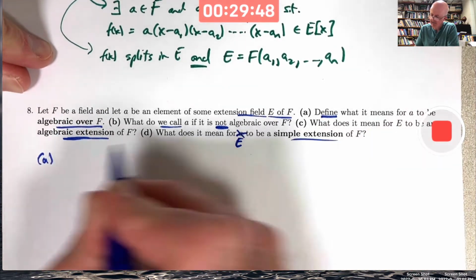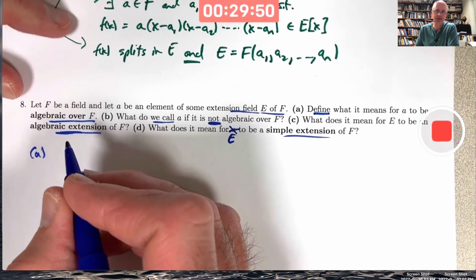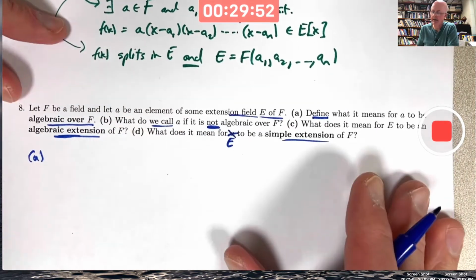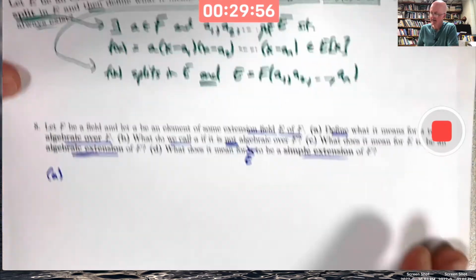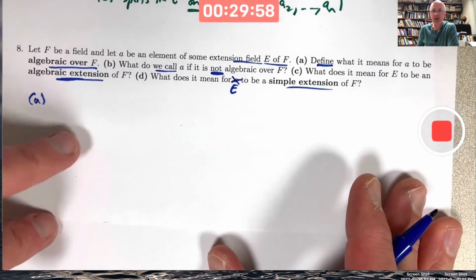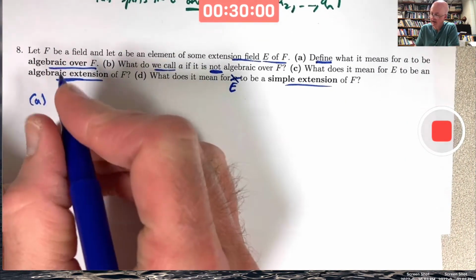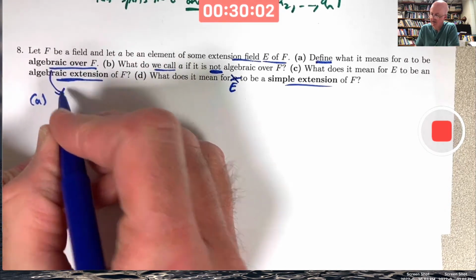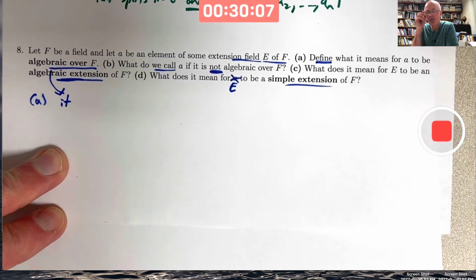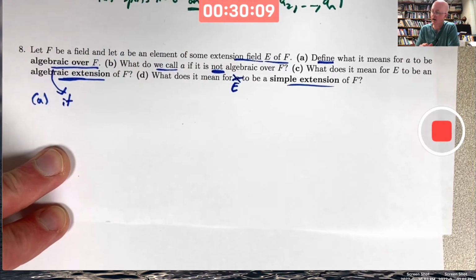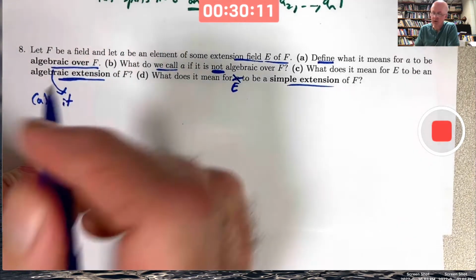A, what does it mean for a to be algebraic over F? This is a very important definition historically. It's a big part of the motivation for studying field theory and field extensions here in part A. A is algebraic over F if A is a zero, a root, of some polynomial with coefficients from F.